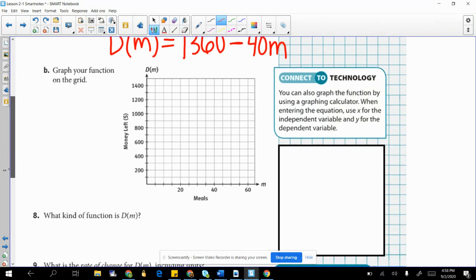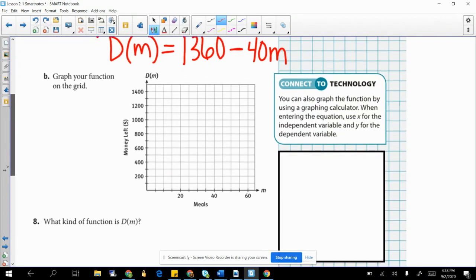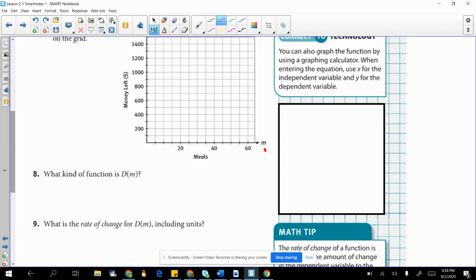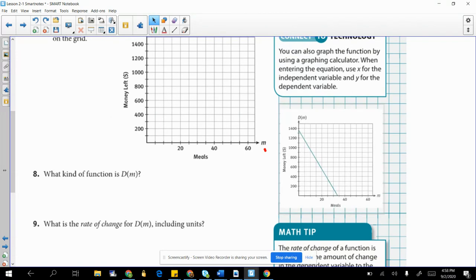All right, so go ahead and either create a table or graph this as best as you know how. Be careful with how this is counting, okay? So it's counting by 5s down on the M axis here, okay? So go ahead and pause the video and graph that yourself. All right, hopefully you paused. And here we go. There's our graph.